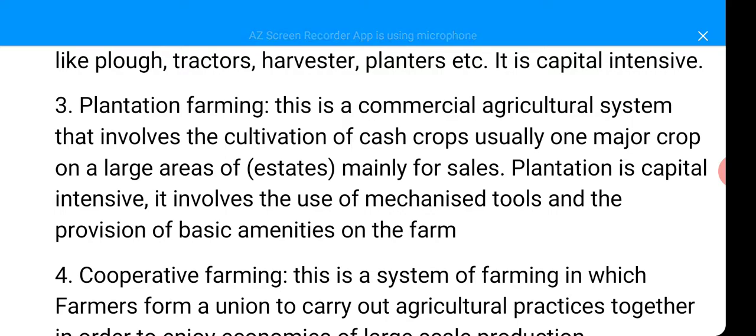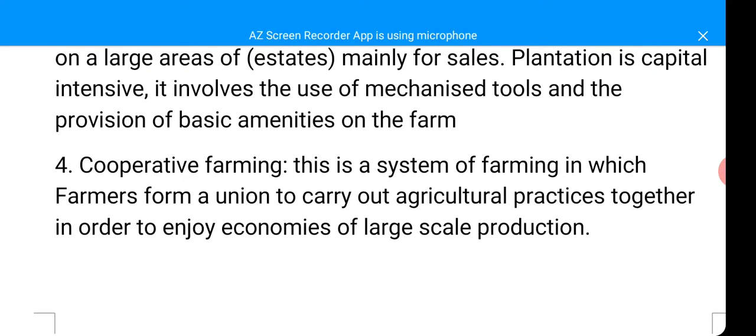The provision of sophisticated mechanized tools. The next we're going to look at under the systems of agriculture is cooperative farming. We have treated cooperative society, and one of the types of cooperative society is the farmers cooperative society. I hope you remember, a union or association of farmers, mostly small-scale farmers, coming together to farm together, to market their products together, to come together to buy mechanized farm implements together in order for them to what? To enjoy economies of scale of production.